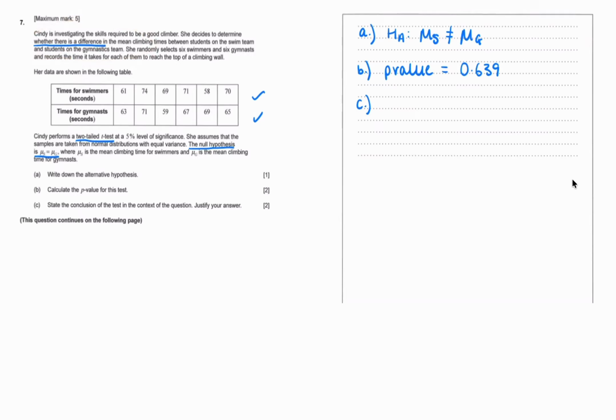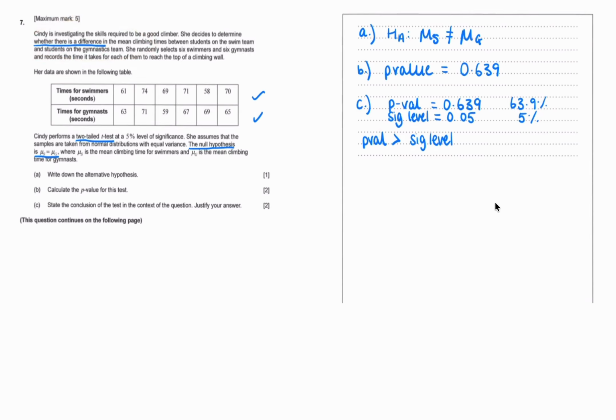So the conclusion to the test is that the p-value is equal to 0.639 and the significance level, we're told at the beginning of the question, is a 5% significance level. So 5% is 0.05. We can also write this as 63.9% and 5%. When we compare those two values, we can see that the p-value is bigger than the significance level.